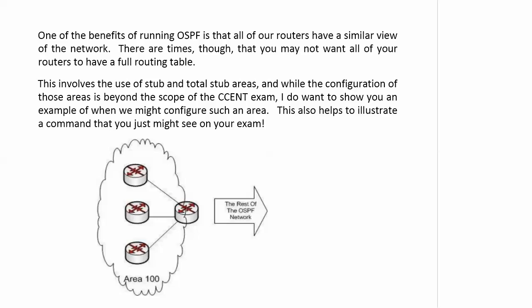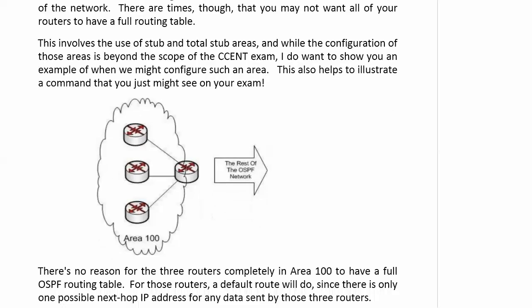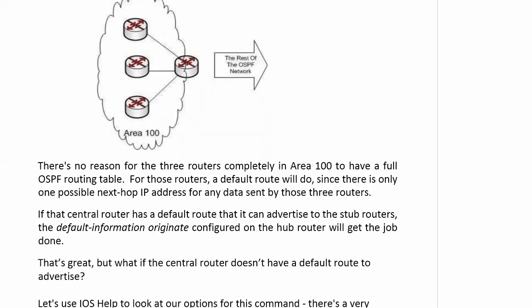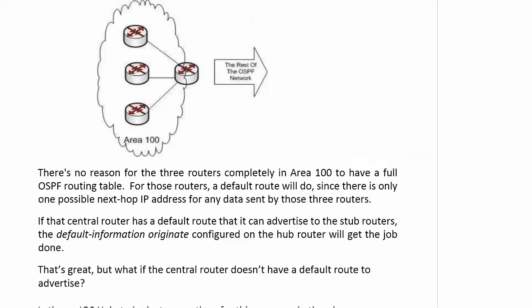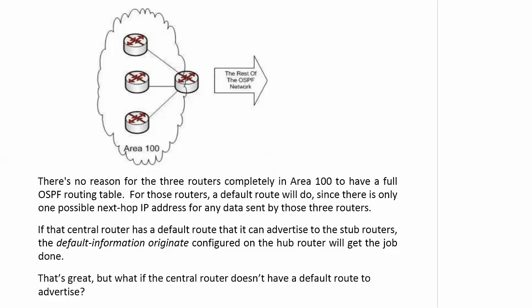Now, the actual configuration of stub and totally stubby areas is beyond the CCNA exam, but I want you to see an example of when we might configure one. And it also helps to illustrate a command that you just might see on your exam that we're going to talk about right here and right now. Because again, there's no reason for those 3 routers that are completely in area 100 to have a full routing table. They just need a default route, that's it.